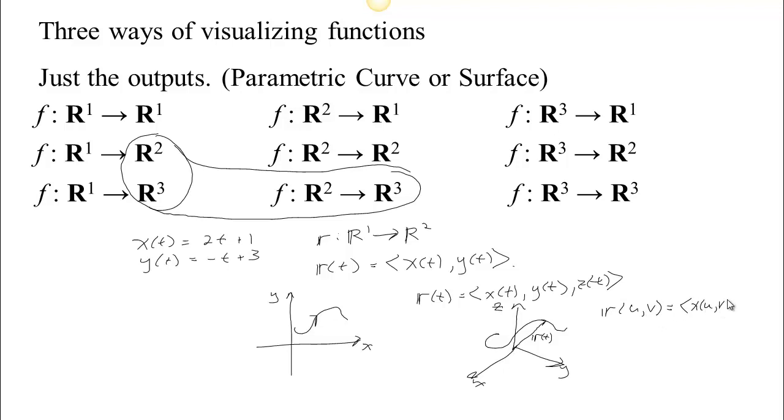Okay, if there were multiple inputs, so maybe two inputs with three outputs, from those two inputs we get an x location, a y location, and a z location. Now, since there are two freedoms, if you change u, you'll move one way. If you change v, you'll move another way, and that's going to create some kind of surface. So we can look at the surface, which would just be looking at the outputs that come from this parametric surface.